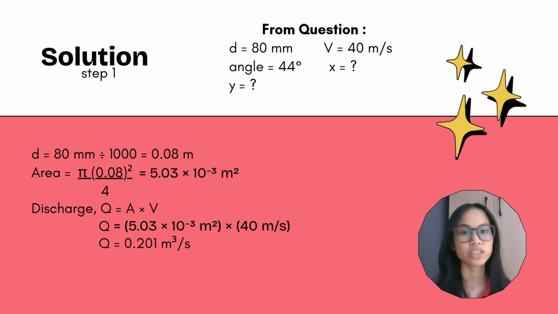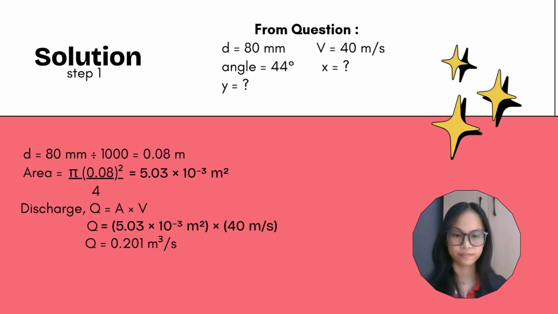Then, we find the discharge, which is the flow rate of water, so discharge equals area times velocity. Then we will get 0.201 cubic meters per second. This means 0.201 cubic meters of water hits the plate every second. We'll use this value in the next step to find the force.